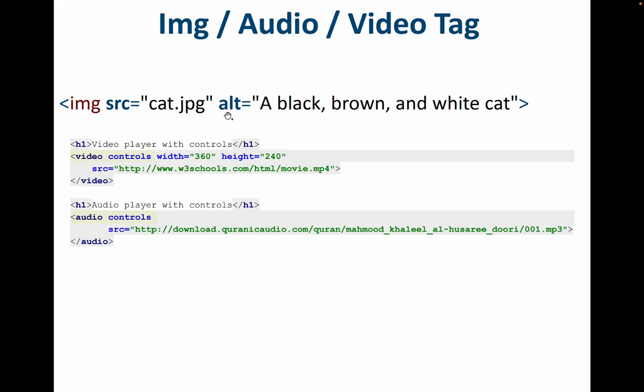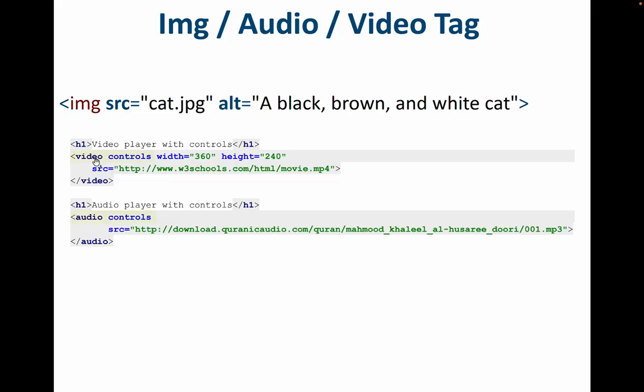And what is this ALT? This is an alternative text for your image. It is shown when your image can't be loaded. It is also important for accessibility, because screen readers will read these tags for visually impaired users. And here you see also how we can embed video files.